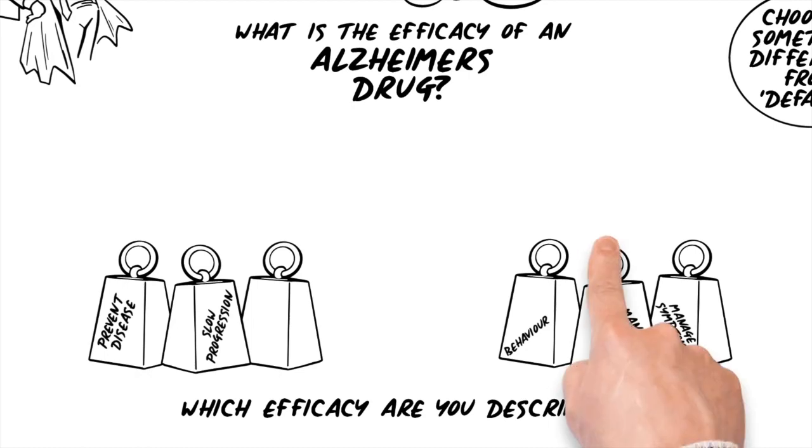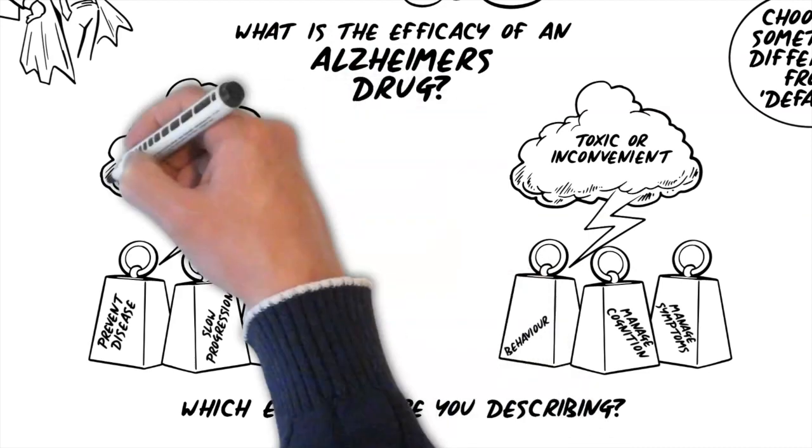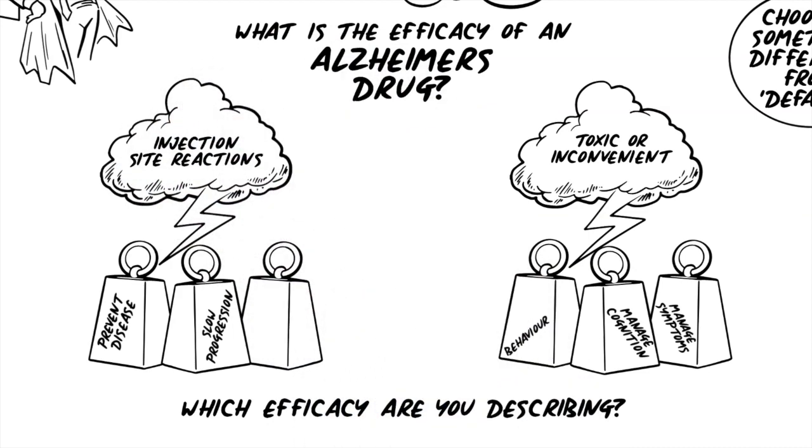Let's say the product is toxic. Let's say the product is inconvenient. Let's say the product has injection site reactions. Well, are all of those safety? No, they unpack, and that's important when it gets to the conversation around positioning. So efficacy unpacks into the things that it might do differently. Safety unpacks into the things that it might do differently.